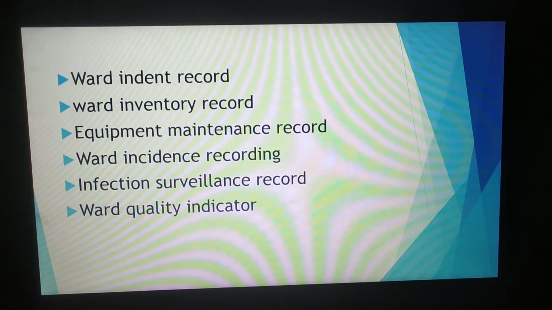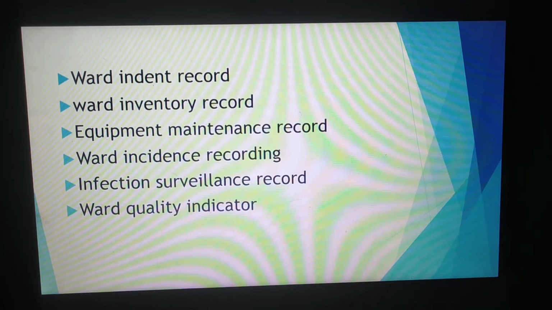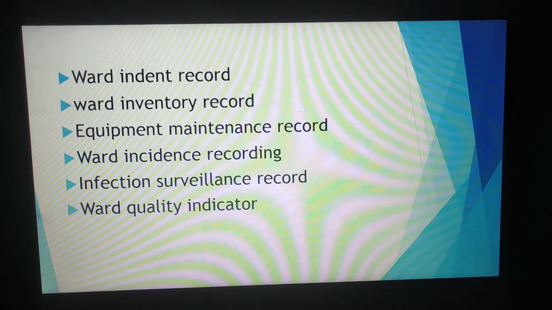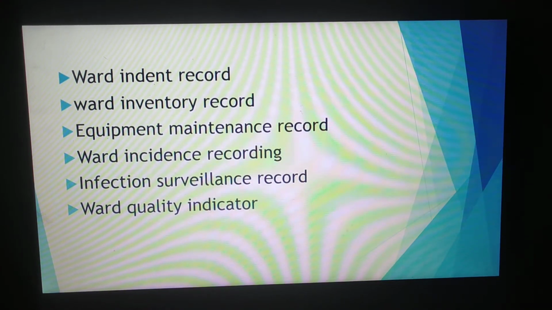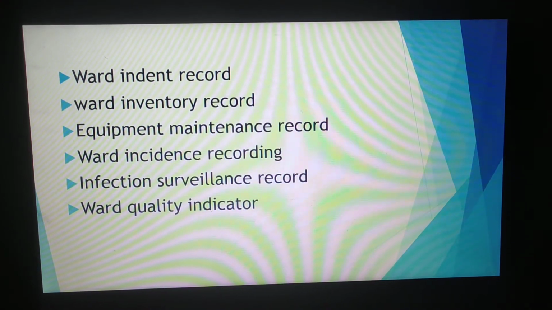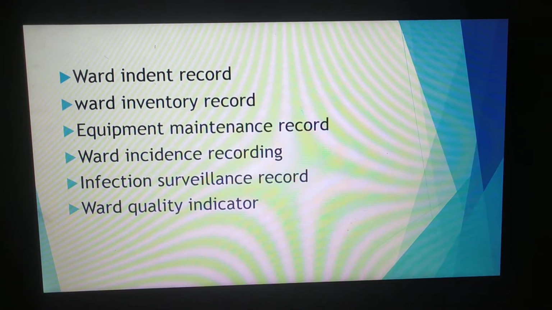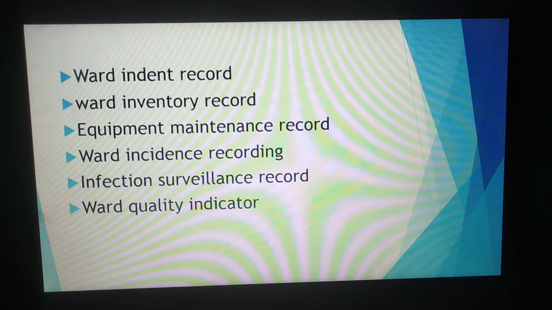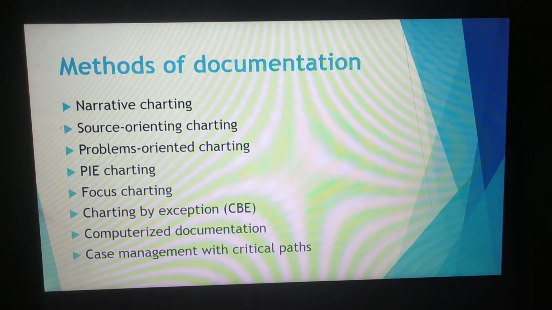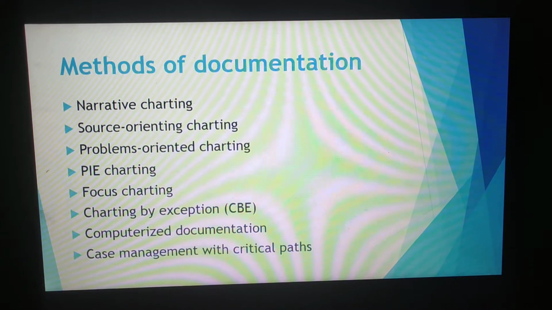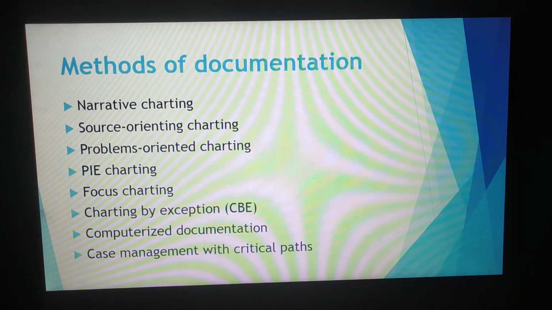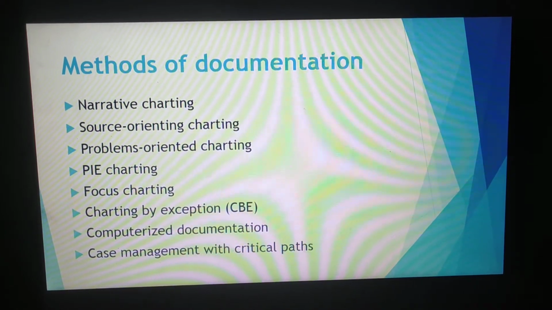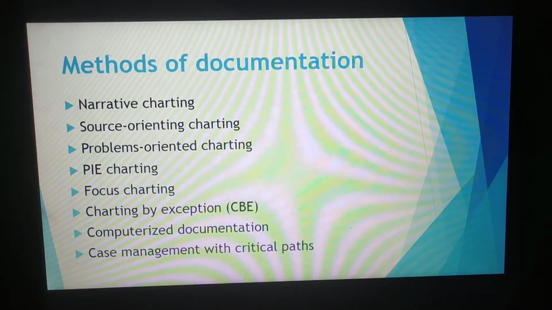And also the ward incident record. Some incidents will occur, like breaking of BP apparatus, thermometers and some of the instruments. Those incidents should be recorded in an incident record book. And also we need to maintain an infection surveillance record, and ward quality indicators. So some of the methods of documentation: the documentation should be in the process of narrative charting. It should be in a precise and concise manner.